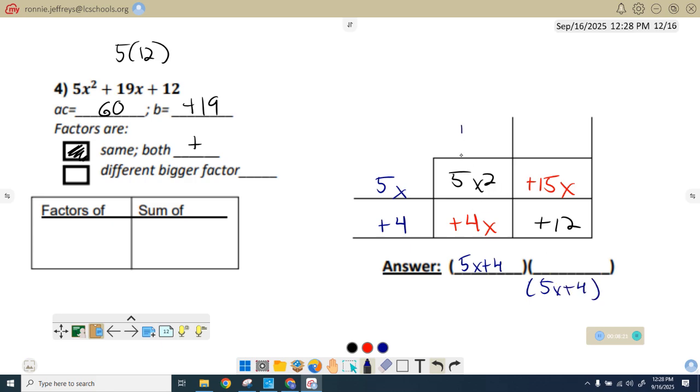Alright, we should get a 1 and an x right here, and a plus 3 here.